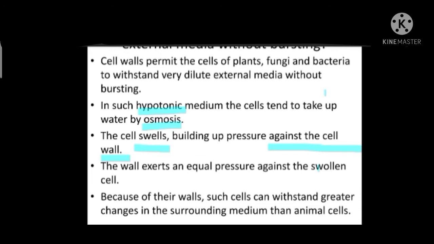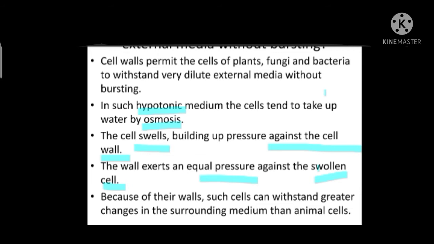Okay, the cell wall is rigid in nature, isn't it? It is not very thin. It is a hard structure. It is rigid in nature. So this cell wall will exert an equal pressure against the swollen cell. You have studied that every action has an equal and opposite reaction, isn't it? So when the cell creates a pressure against the cell wall, the wall in turn creates a pressure against the swollen cell. How is it done? It is due to the presence of the thick cell wall.